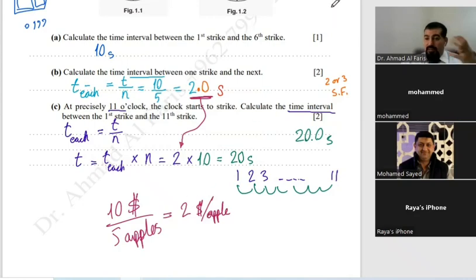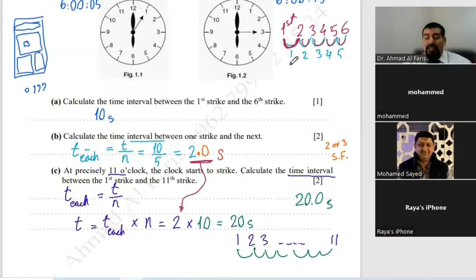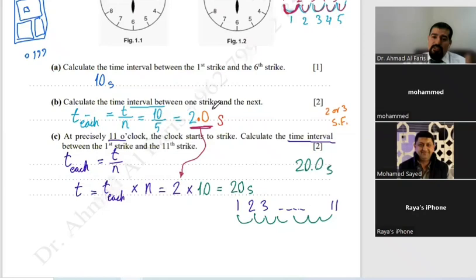I'm not dividing the total time by the number of strikes. I'm dividing by the time interval between each strike and the next strike. That's why they ask for the interval between each one and the next one. So this time, which is 2 seconds, I multiply by 10 time intervals, because when the clock is at 11 o'clock, I have 11 strikes, which means I have 10 time intervals between each strike and the next.